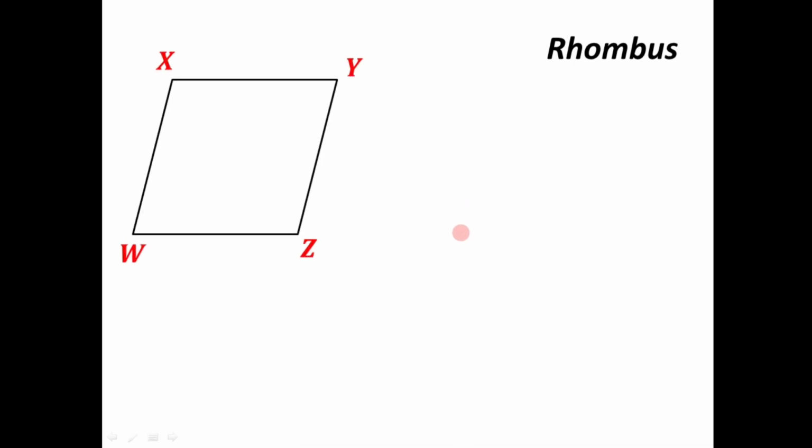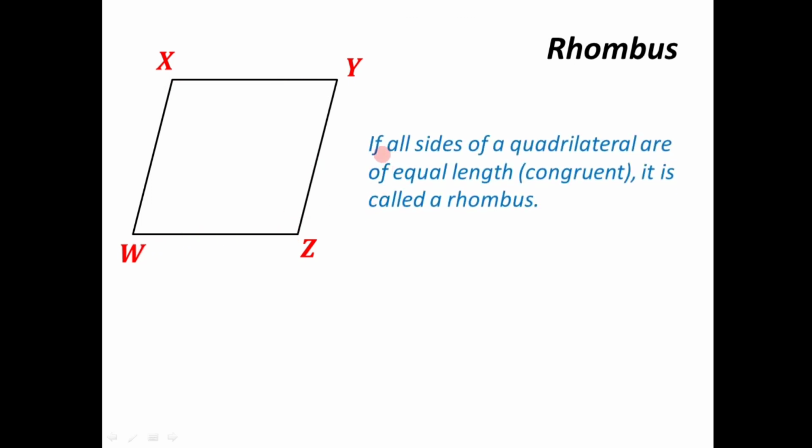The next type of quadrilateral is a rhombus. Suppose there is one quadrilateral given, we'll name it as quadrilateral XYZW. And for this quadrilateral, if all sides of a quadrilateral are of equal length, then it is called a rhombus. So for this quadrilateral XYZW, if side XY is congruent to side YZ, which is congruent to side WZ, and which is congruent to side XW, then we say that quadrilateral XYZW is a rhombus.